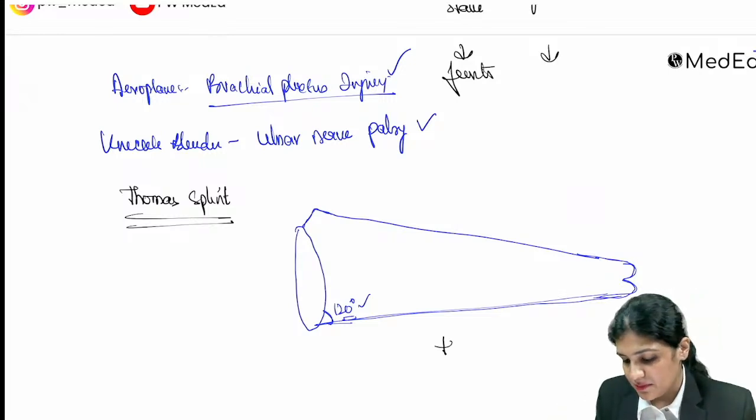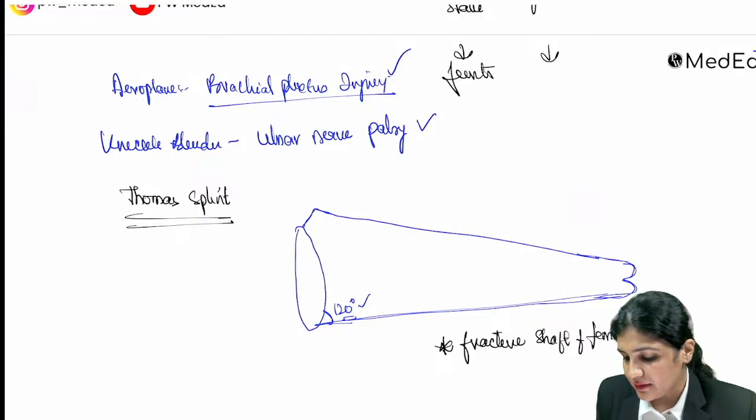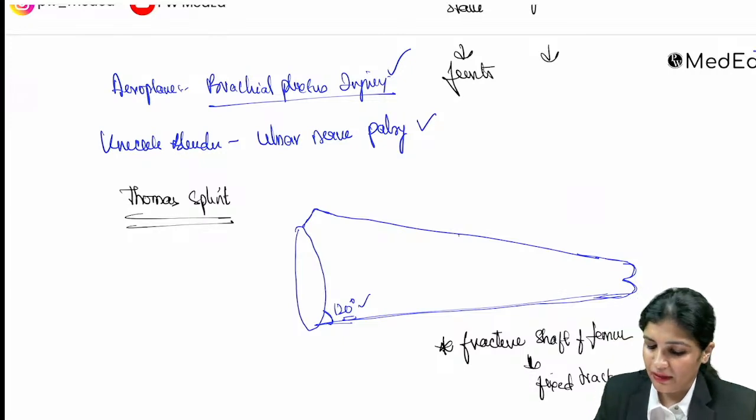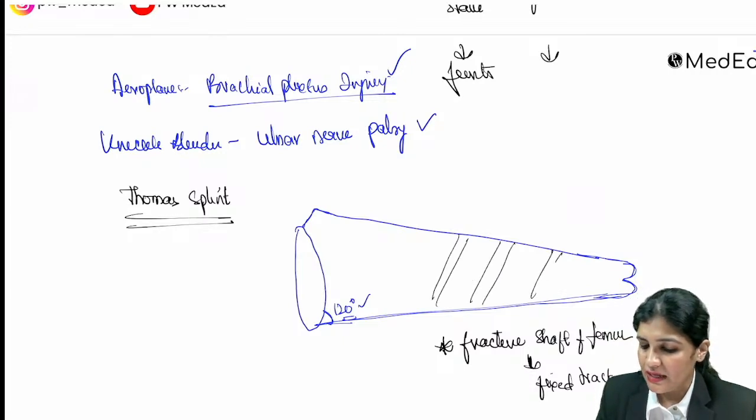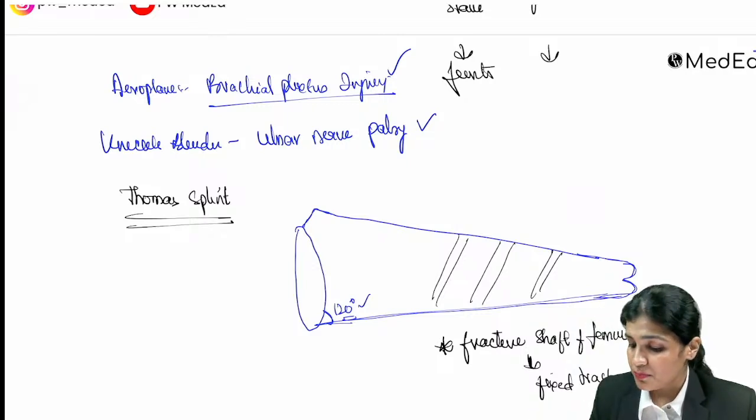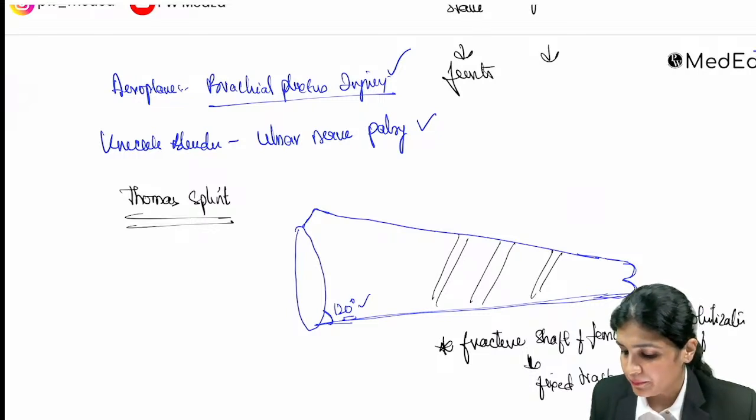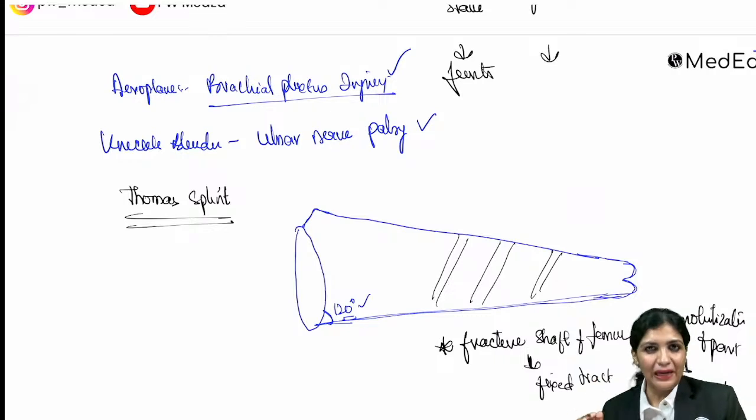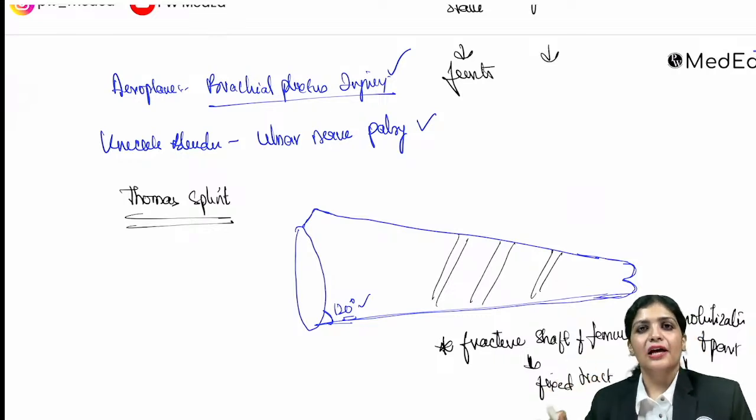Thomas splint is mainly used for fracture shaft of femur, and this is a type of fixed traction which it provides, and there will be a layering which you have to do. After this layering, you wrap the limb in this Thomas splint, and mainly you use the splint for immobilization of the part and mobilization of the patient, right? So you can mobilize the patient without pain by putting this limb into this Thomas splint.